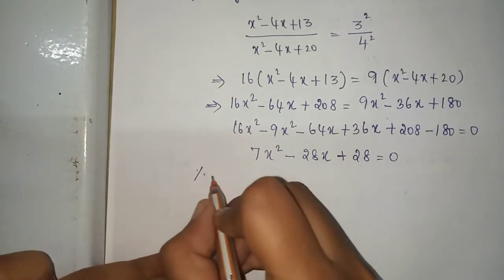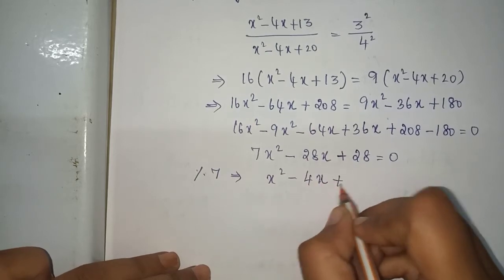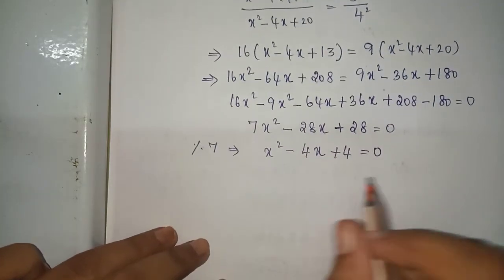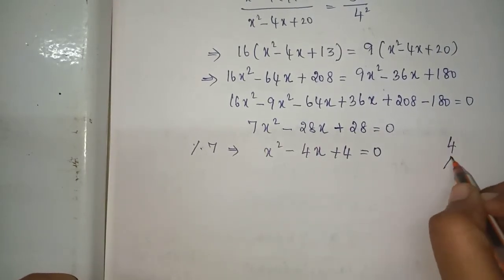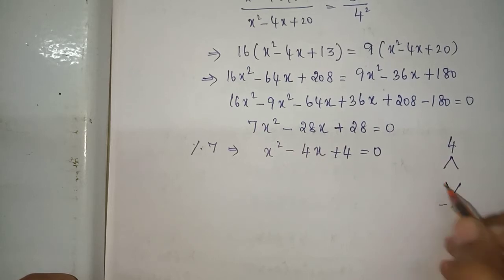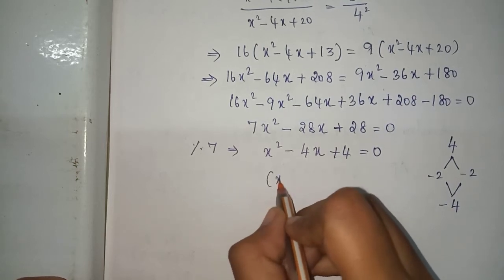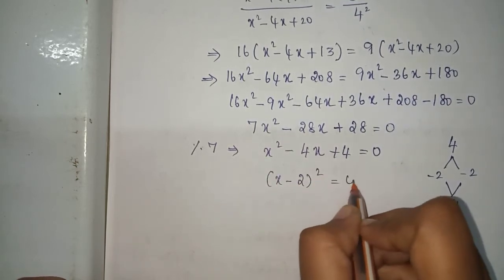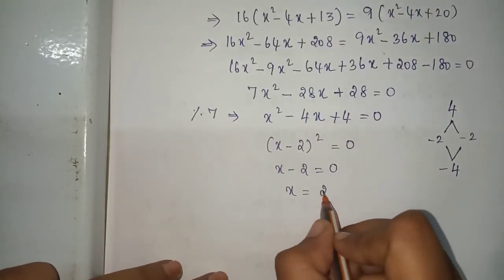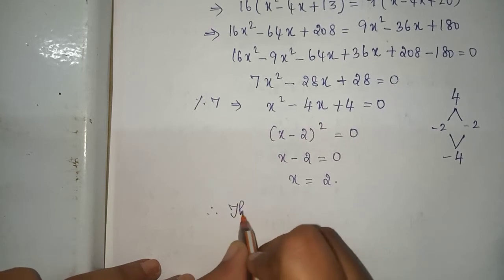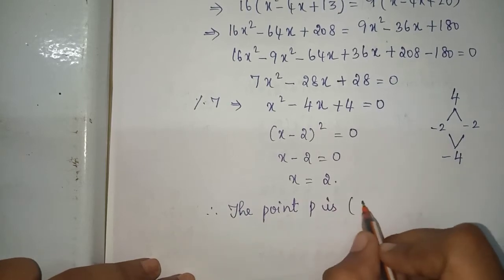So throughout dividing by 7, you get x square minus 4x plus 4 is equal to 0. So this is a quadratic equation. You have to split the roots. Product of roots is 4 and sum of roots is minus 4. So minus 2 into minus 2. So the root is x minus 2 the whole square is equal to 0. x minus 2 is equal to 0, x is equal to 2. Therefore, the point P is 2, 0.